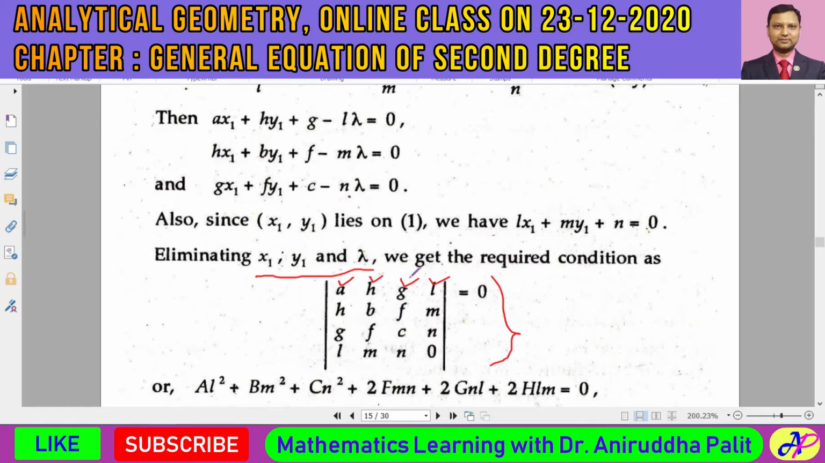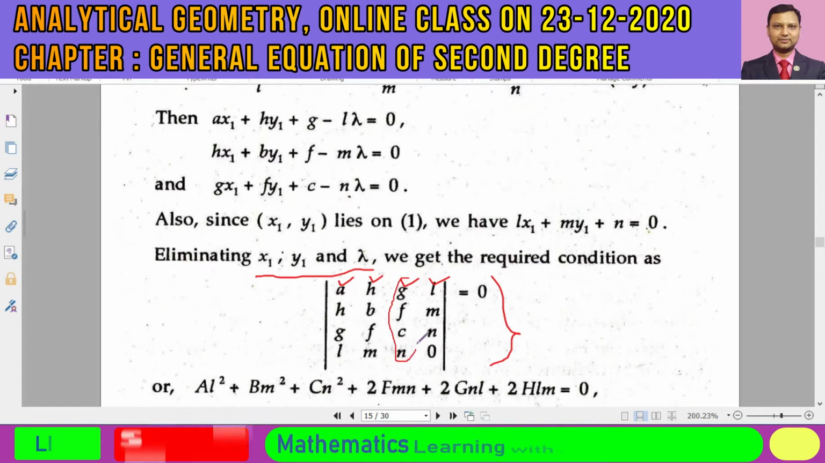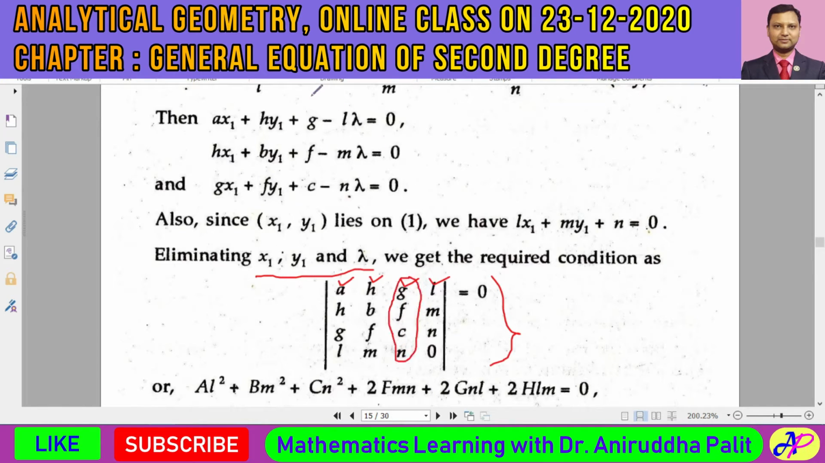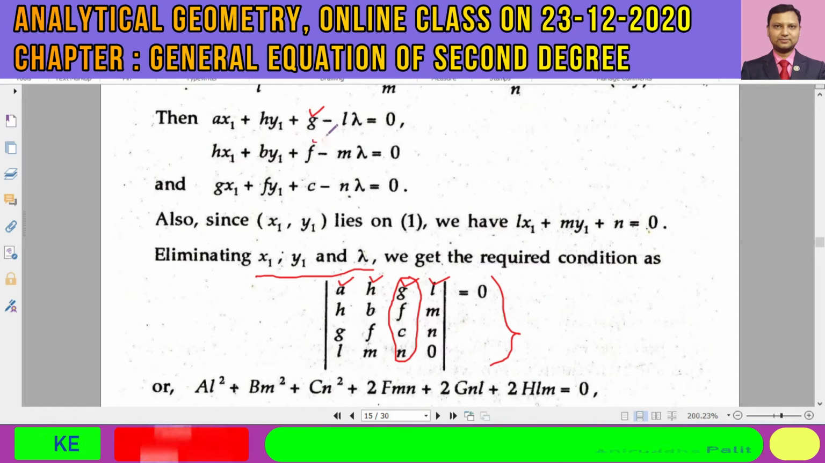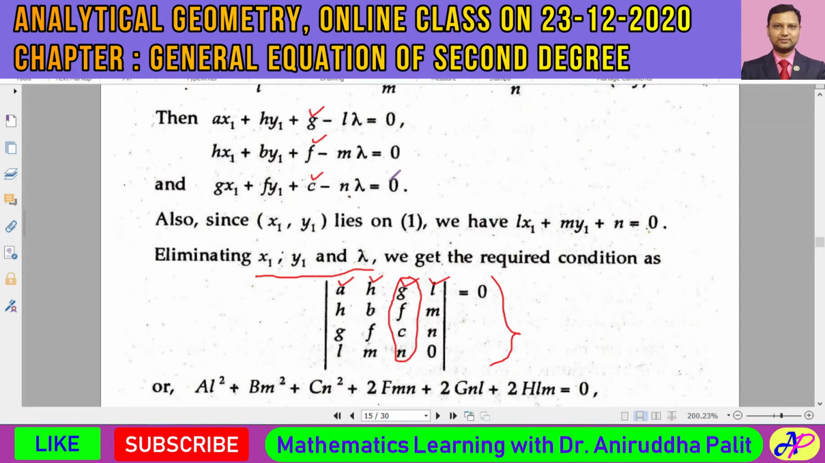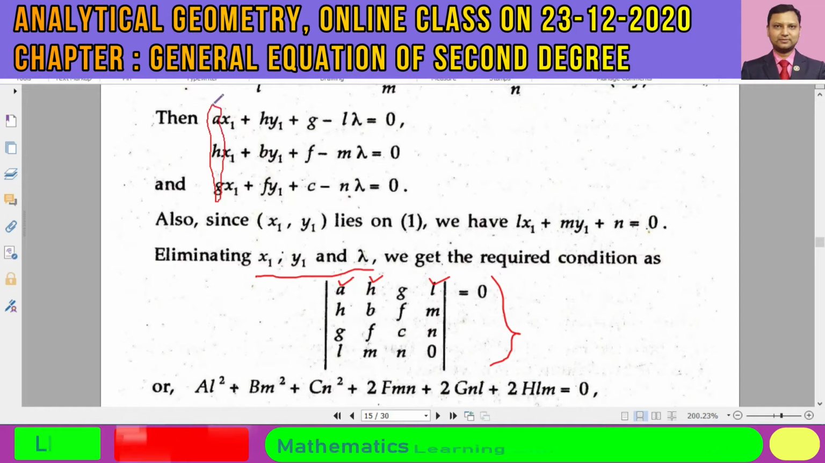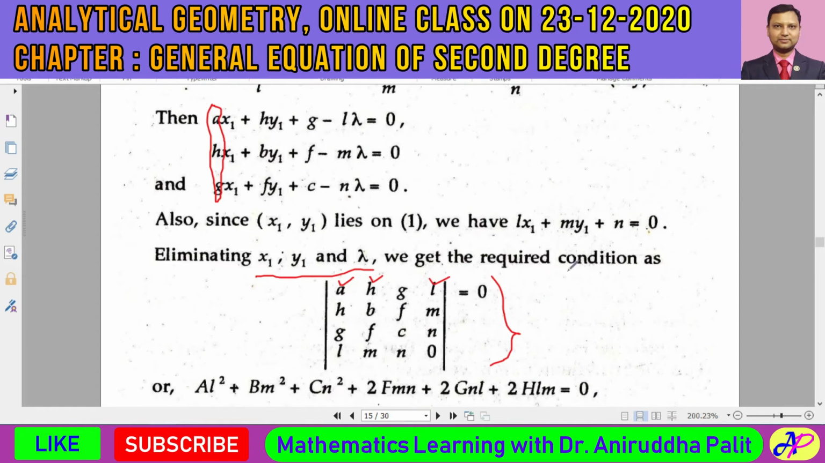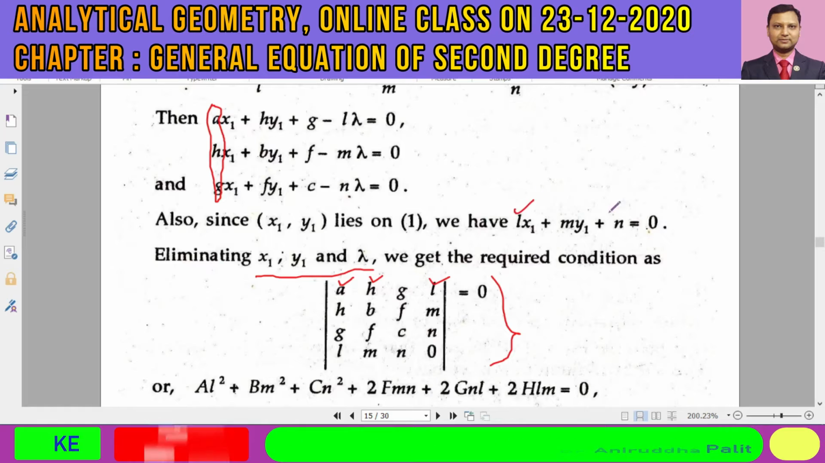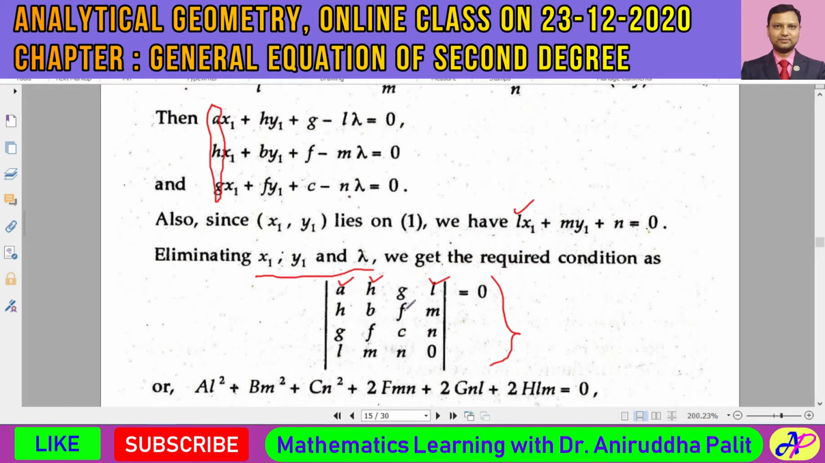The third column corresponds to the constant terms: g, then f, then c. The first column corresponds to the coefficients a, h, g, and the coefficient of x1, that is actually l. So we get the first column a, h, g, and l.